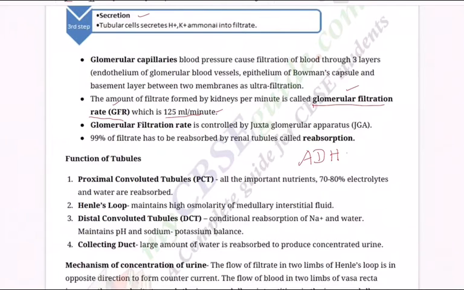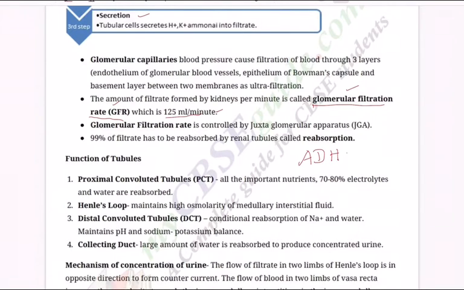So initially the filtrate is hypertonic, then it becomes hypotonic, then it becomes isotonic. This is a must. Unless it becomes isotonic, the reabsorption or elimination will not take place. In the collecting duct, which is CD, further reabsorption of water takes place. Now the filtrate becomes hypertonic to blood plasma.